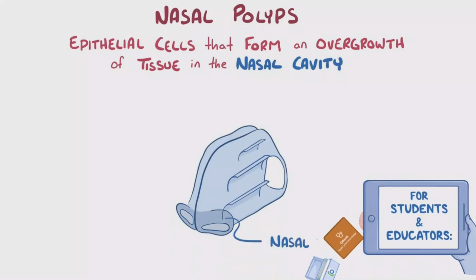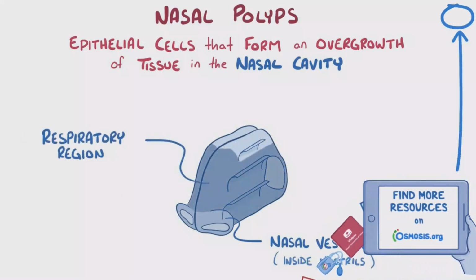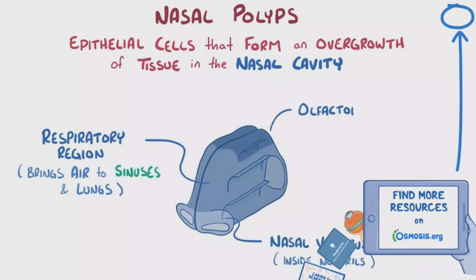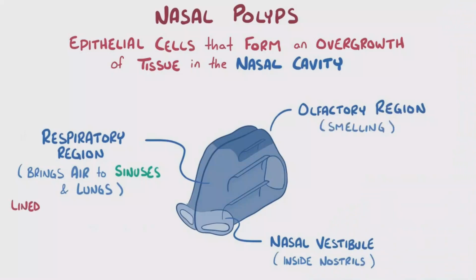The first is the nasal vestibule, which is the area just inside the nostrils. Beyond that is the respiratory region, which delivers air to the sinuses and lungs. And above that is the olfactory region, which is involved in smelling. Lining the respiratory region are epithelial cells that create mucus to moisten the air and trap pathogens.